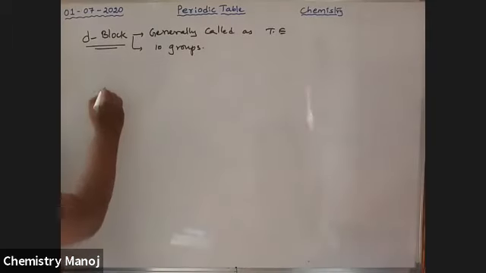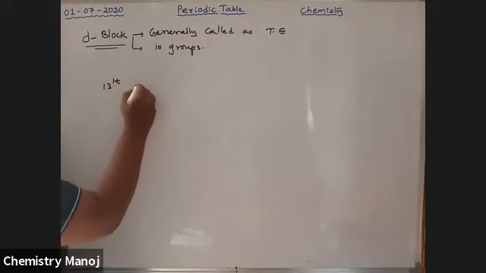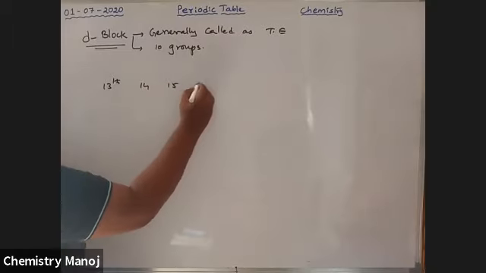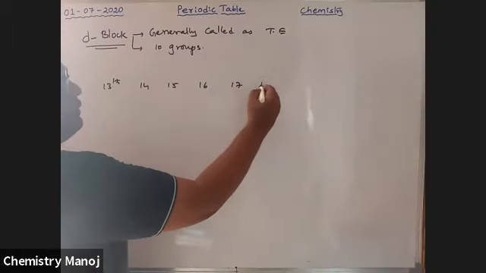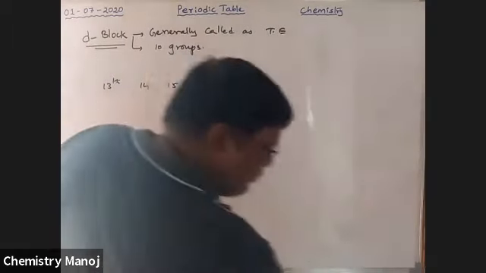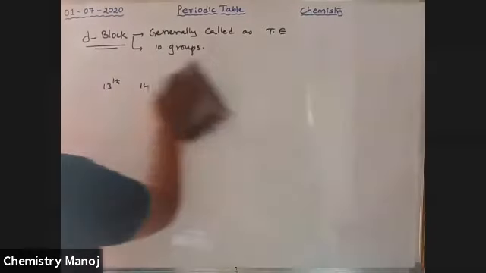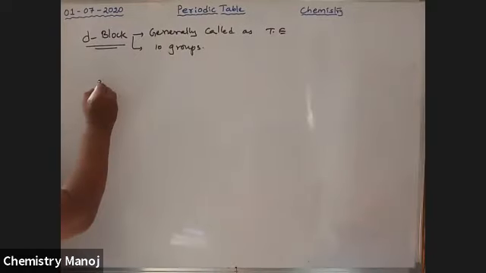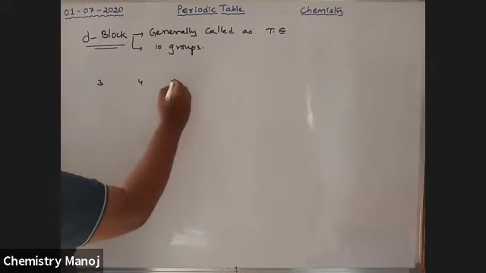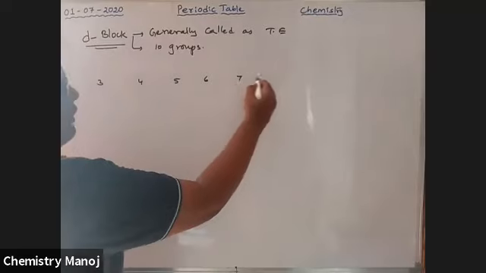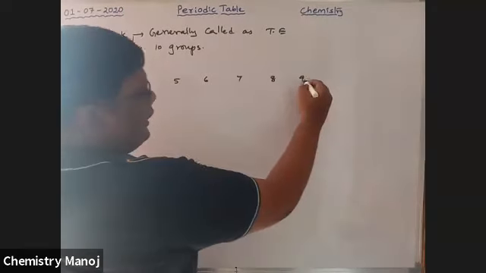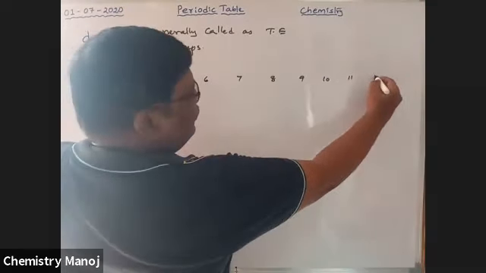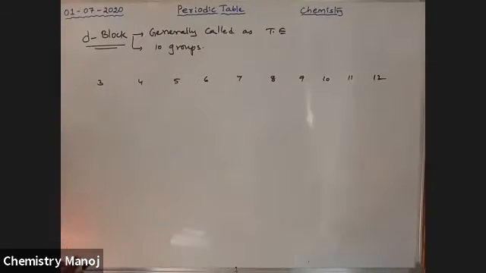Those are nothing but, sorry, not 13th, it is the third group, fourth group, fifth, sixth, seventh, eighth, ninth, 10th, 11th, 12th. These group elements are a total of 10 groups. So these 10 groups are considered as D block elements.